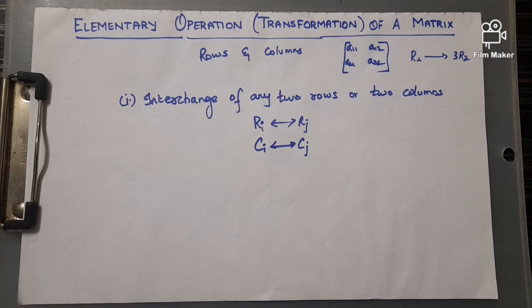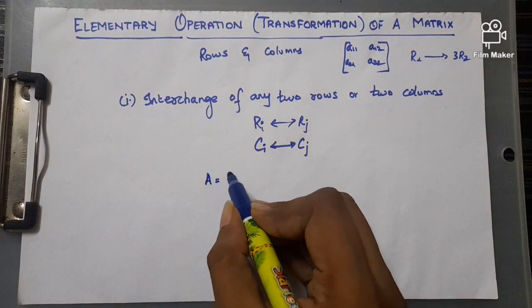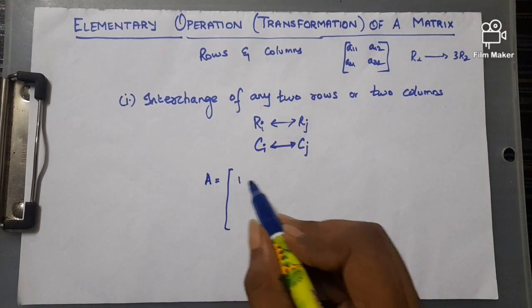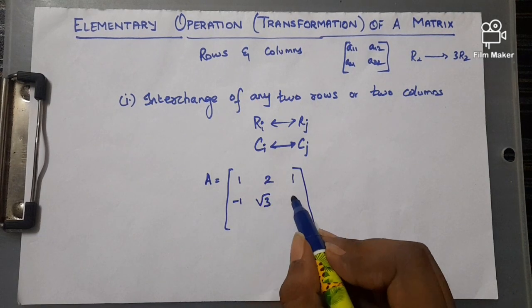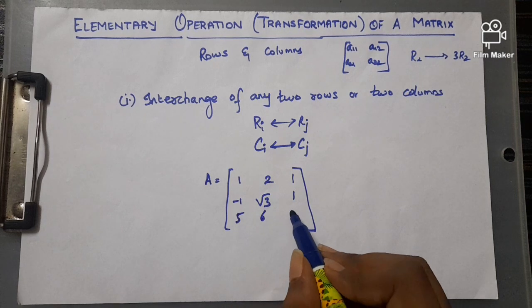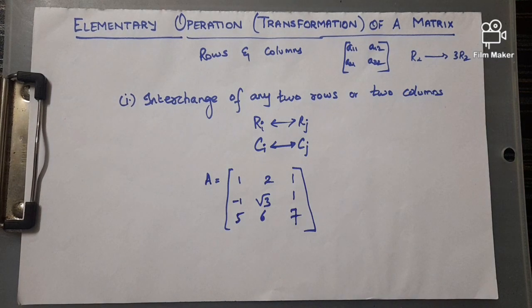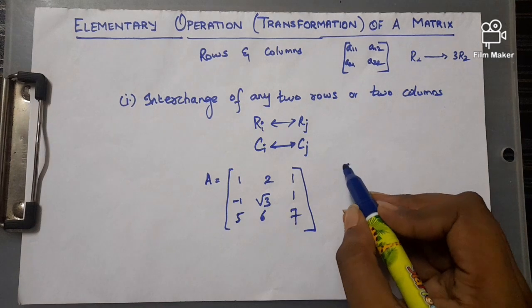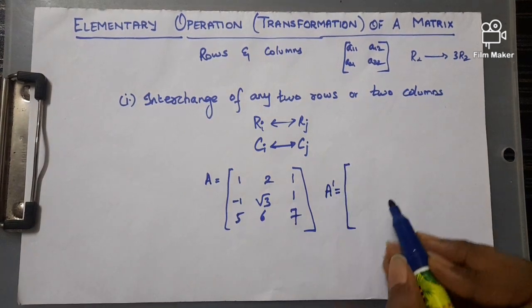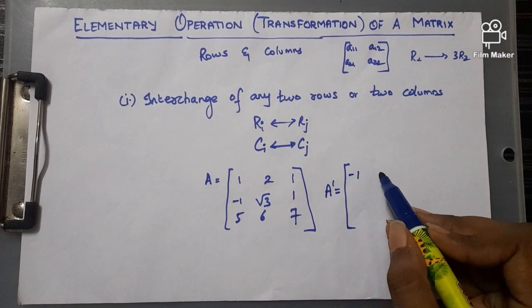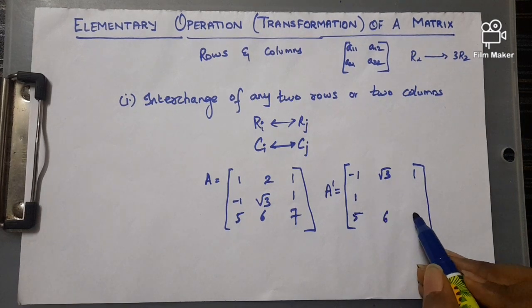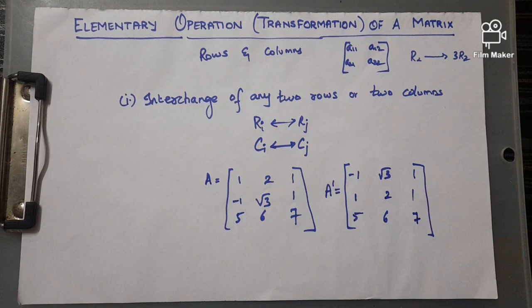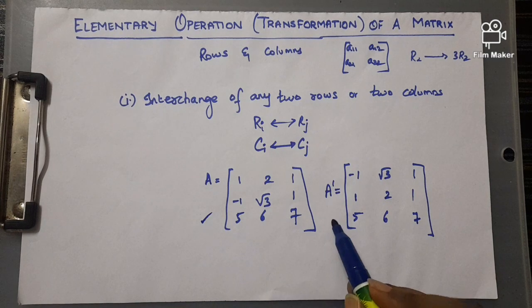Again they have given an example. Say for example consider this matrix: 1 2 1, minus 1 root 3 1, 5 6 7. Now here they have interchanged the rows to make the matrix simpler in order to reach their result much easier: minus 1 root 3 1, 1 2 1, 5 6 7. What have they done here, right? This is the starting matrix and they have changed the matrix to like this.